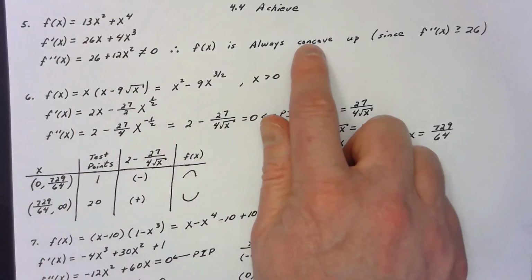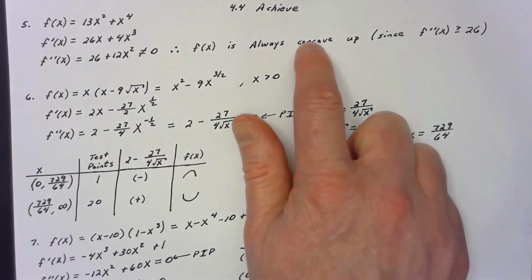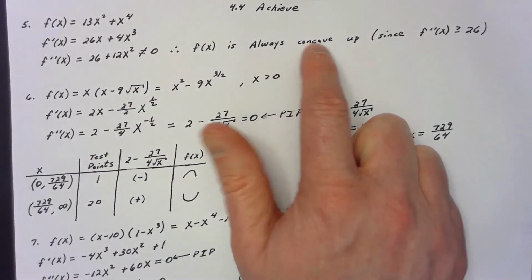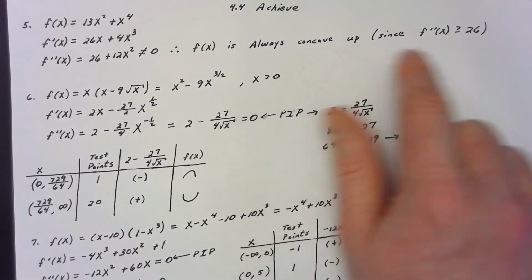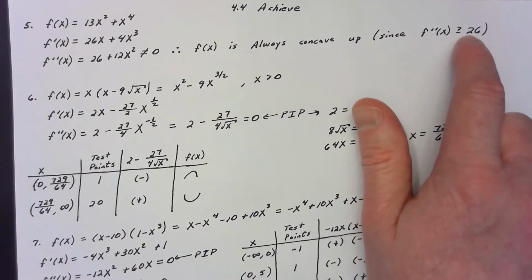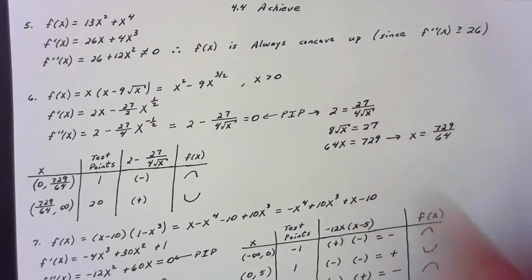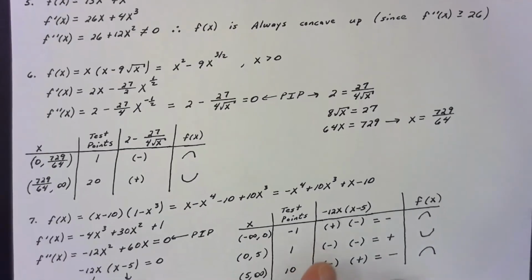So what interval is this function concave up on? From negative infinity to infinity. When is it concave down? Never. And again, that's because your second derivative is positive. I went ahead and said here we know that the second derivative is always greater than or equal to 26, but the only thing we need is that it's positive there. Anytime the second derivative is positive, the original function is concave up.